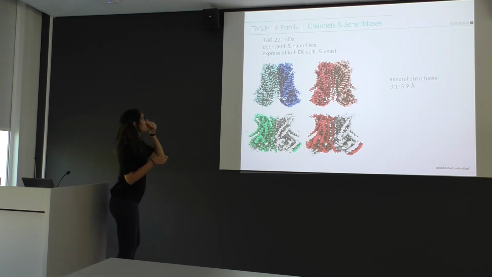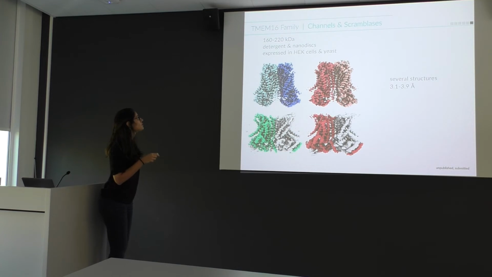Another project that I mentioned right at the beginning is the TMEM16 family, which encompasses channels and scramblers, so it also has this dual functionality. Here the proteins are around 200 kilodaltons. These are human proteins expressed in HEK cells, or in yeast, and here we have already obtained several structures, with some of them really going down to 3.1. So this is also possible.